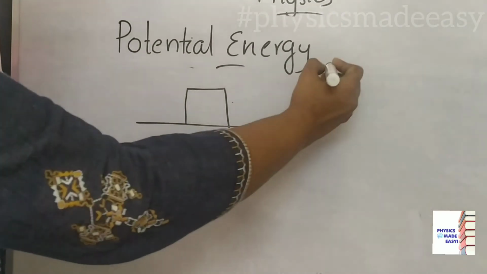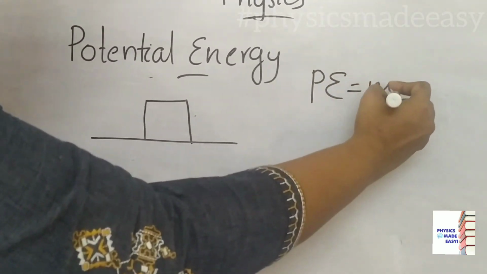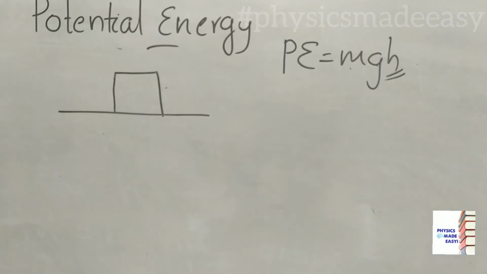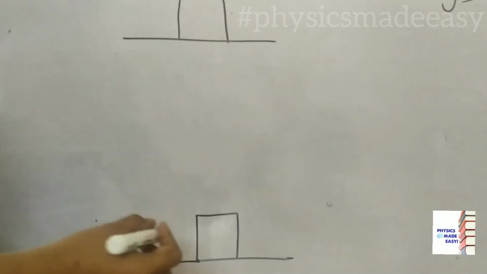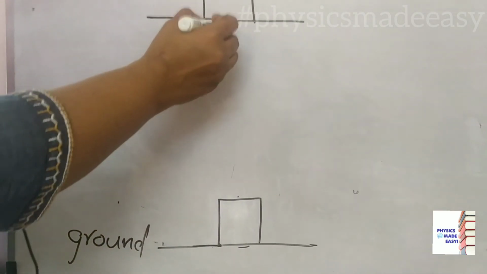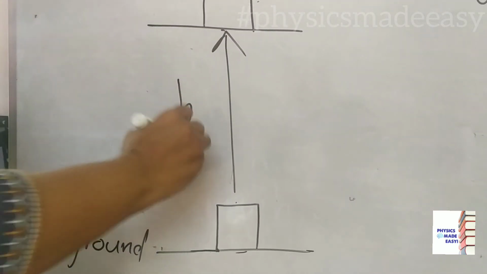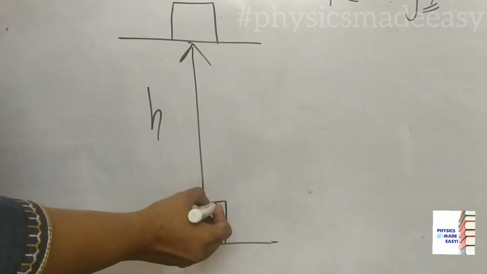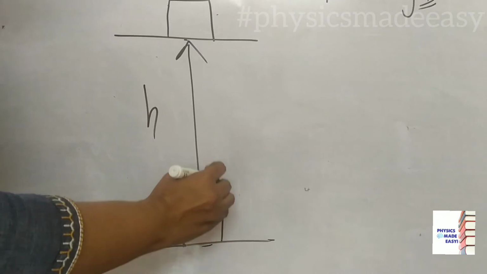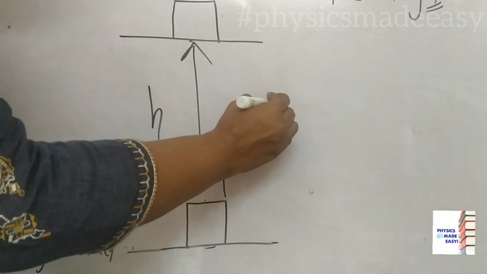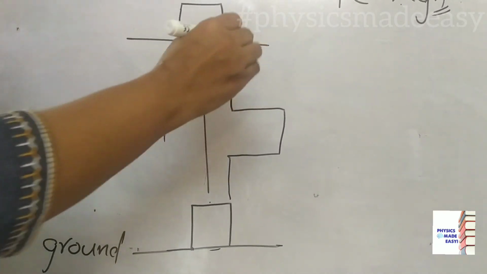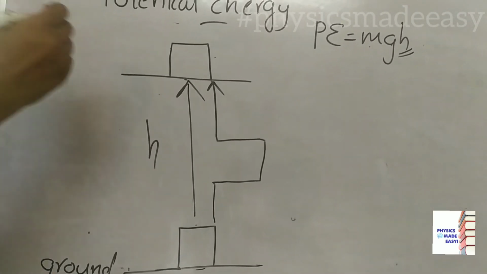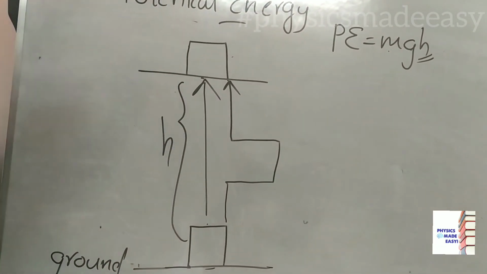Listen children, I told you potential energy is equal to mgh. This depends on mass, acceleration due to gravity and the height of the object. Here you can see one object placed on the ground. You are lifting that object to a particular height h from the ground. In which way are you lifting it? You can lift it directly, or you can take it along some other path and then keep it here. Whichever way you lift it doesn't matter here. We just have to consider how much height there is from the ground.